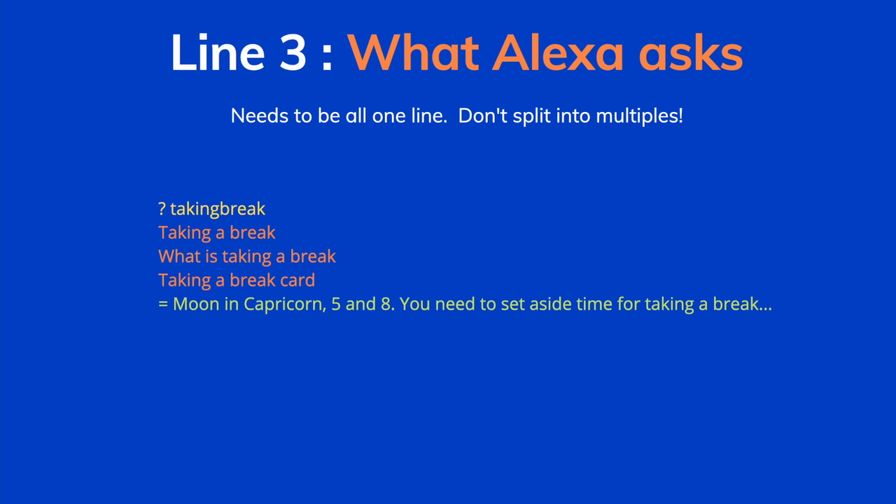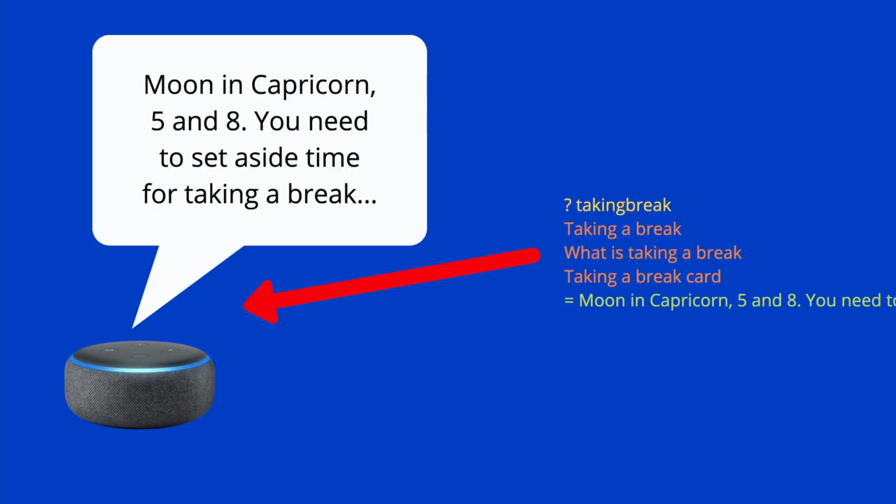So that's basically what Alexa says. The only rule here is it needs to be all one line. If you split it up, it's not going to work and my importer is going to get confused. So make it all one line. I know it's going to be a very long line, but just make it one line and you'll be just great. Now, as you can see, that comes out of your Echo: Moon and Capricorn, 5 and 8. You need something, etc. So when somebody says taking a break, it'll kick out the equal sign text that you made.